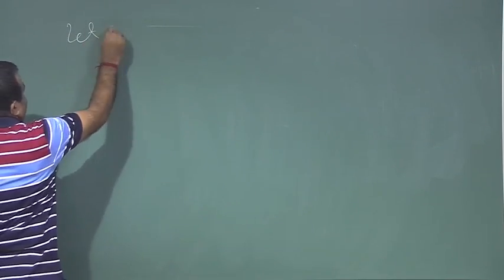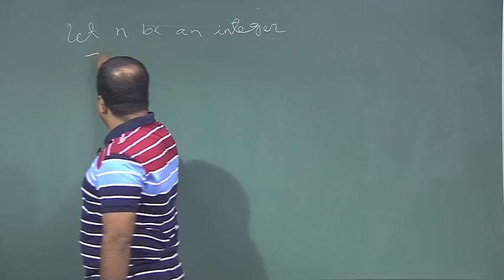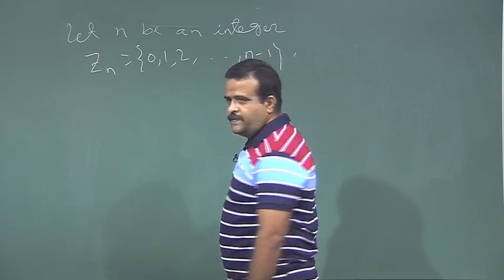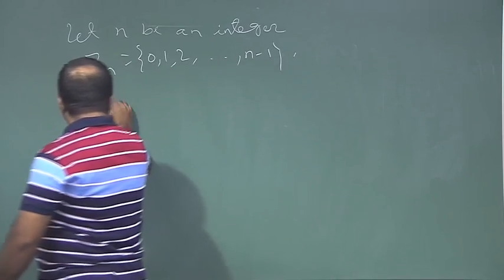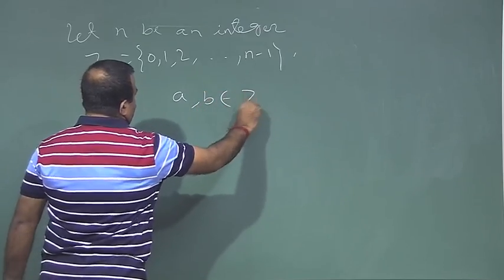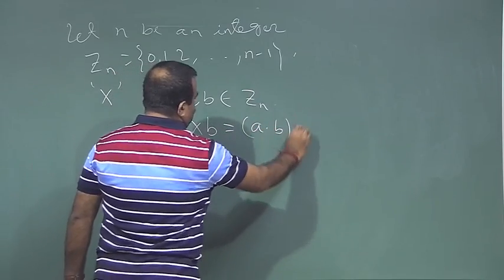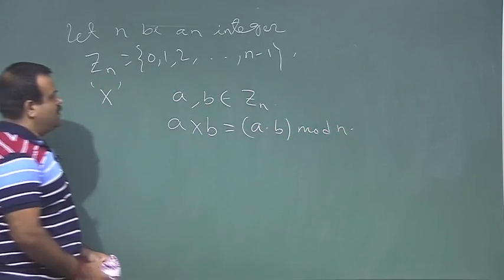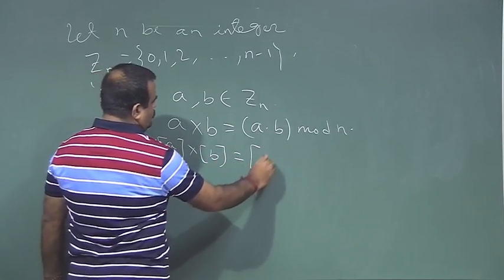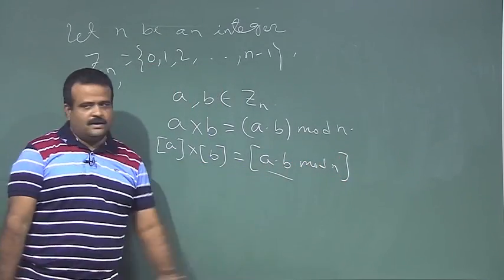Again let n be an integer, then we consider the set Zn, which is 0, 1, 2 up to n minus 1. Now we define the multiplicative operation as follows. If we take two elements from Zn, then we define A cross B as A into B mod n. In box form, this is A into B mod n. This into is the real number multiplication.